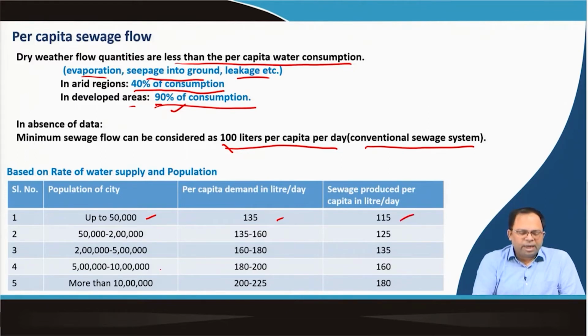Similarly, if it is from 5 lakh to 10 lakh, usually the supply is around 180 to 200. This is not municipal supply alone, this is municipal supply plus all other supplies, right. And similarly, the sewage generated would be around 160. For more than 10 lakh people, we have 200 to 225 in water supply, that we have learned even in the water supply part of the course, and then the sewage produced would be something around 180 liters per capita per day.